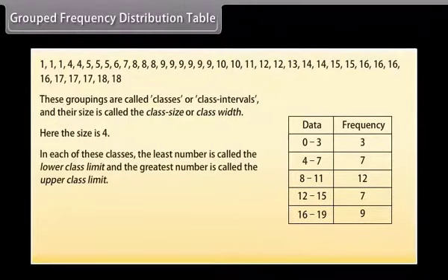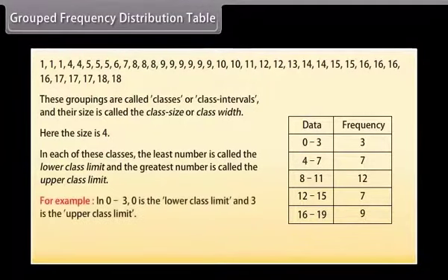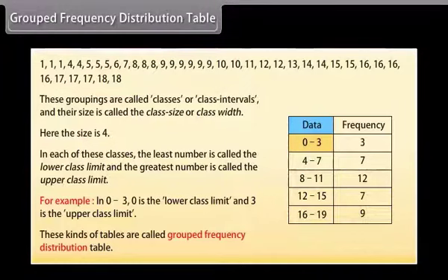In each of these classes, the least number is called the lower class limit and the greatest number is called the upper class limit. For example, in 0 to 3, 0 is the lower class limit and 3 is the upper class limit. These kinds of tables are called grouped frequency distribution tables.